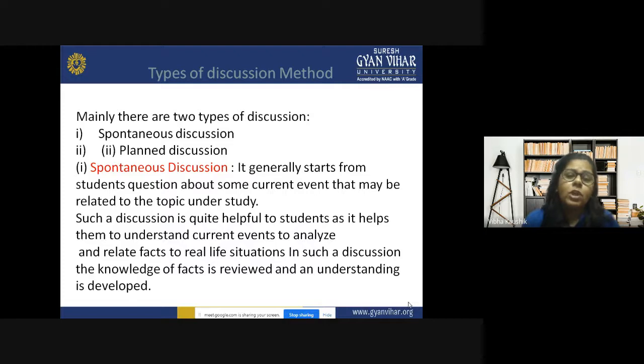Means when we are talking about the spontaneous discussion, this type of discussion is very helpful to the student as it helps them to understand current events, to analyze, and they will be able to understand that this is the current event, and he or she can evaluate that current event or analyze that current event according to the discussion and relate facts to real life situations. In such a discussion, the knowledge of facts is reviewed and an understanding is developed.